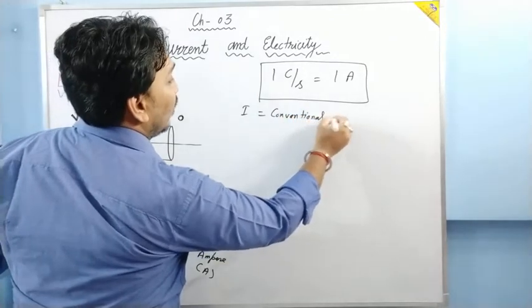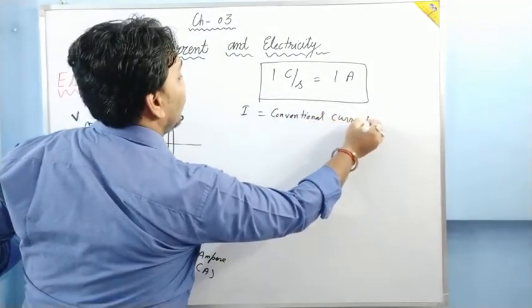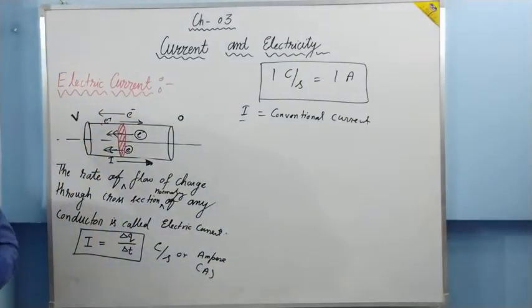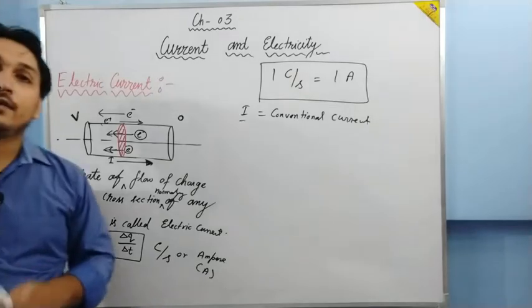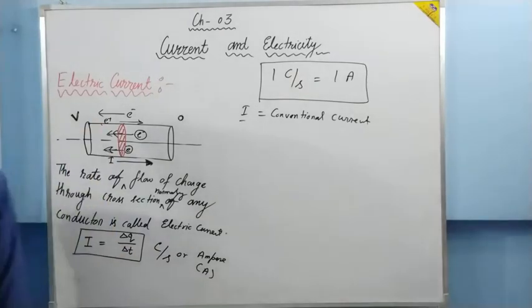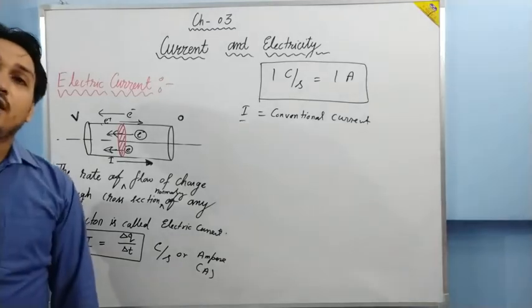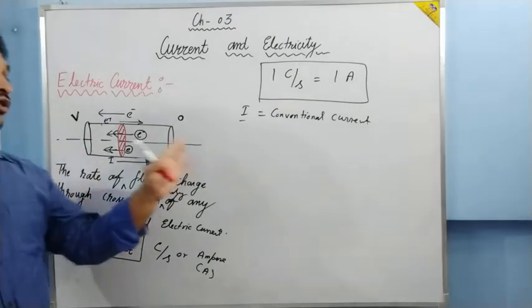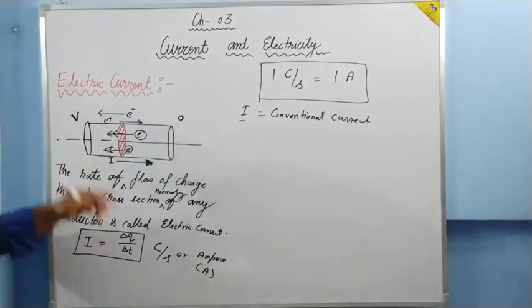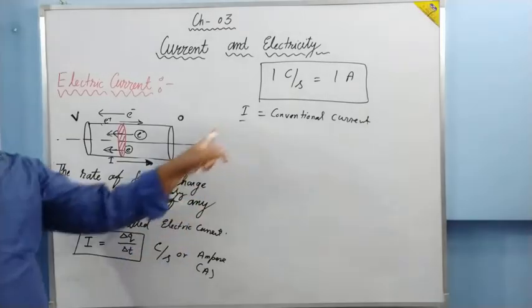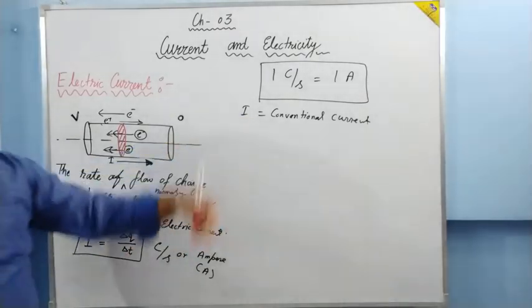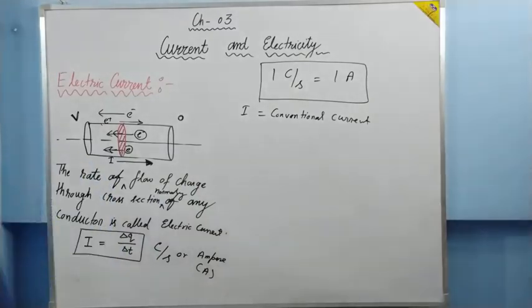Whenever I say only current, you have to understand I am talking about this. And the current caused due to the flow of electrons is called electronic current. The current which is assumed to be opposite to the flow of electrons is called conventional current. So whenever we are talking about current, we are talking about this one. Is it clear? We are talking about I. I is what? Conventional current.